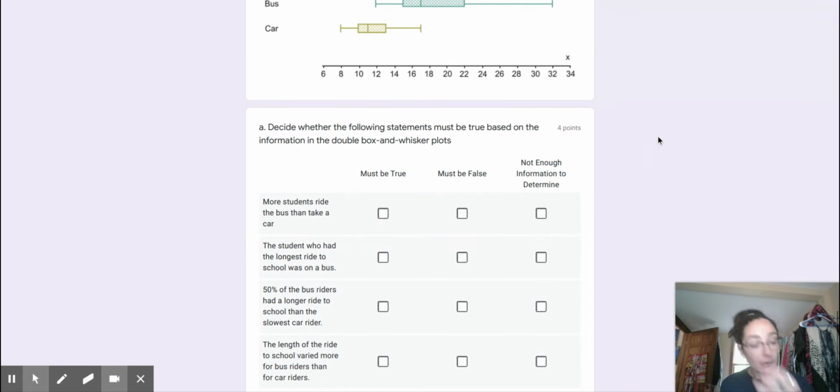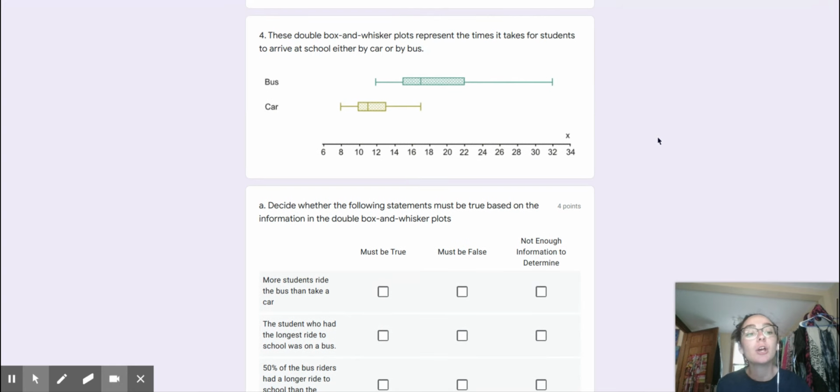Now here comes the one that you asked me specifically to talk about. 50% of the bus riders had a longer ride to school than the slowest car rider. So first we need to look at this car here and figure out what the slowest car rider's time is. If we're looking for the slowest time, that means it's going to take the longest amount of time, right? Because it's the slowest, so it's going to take the longest amount of time.